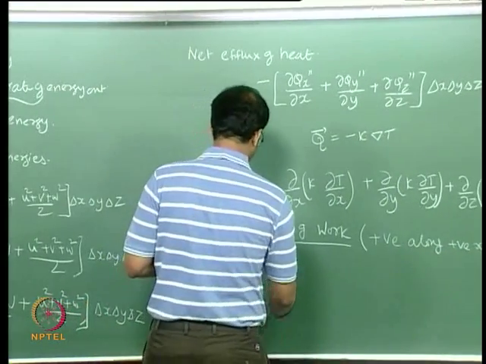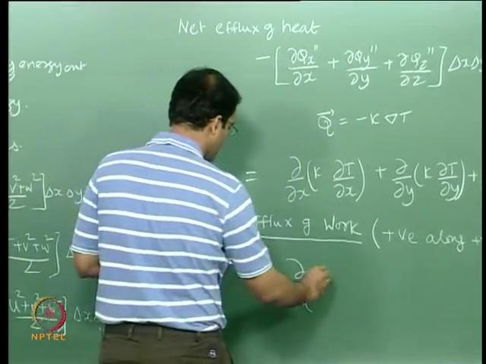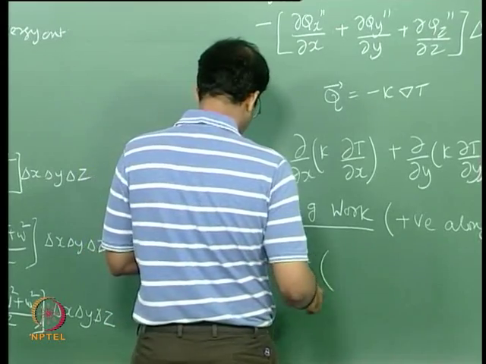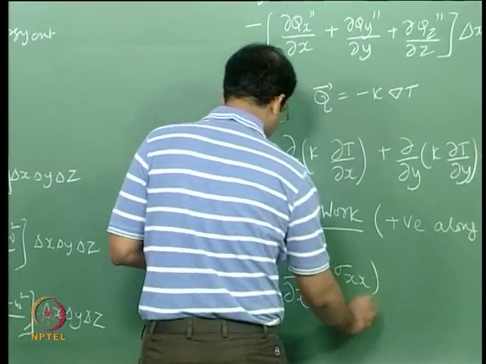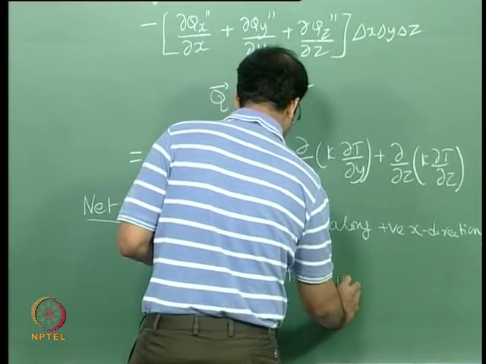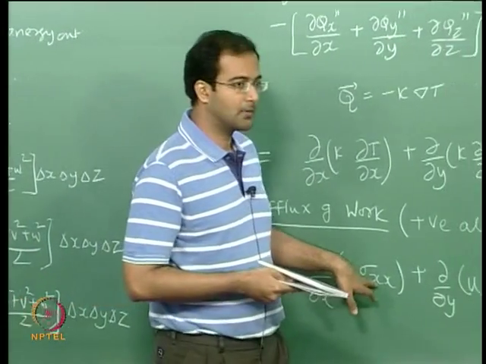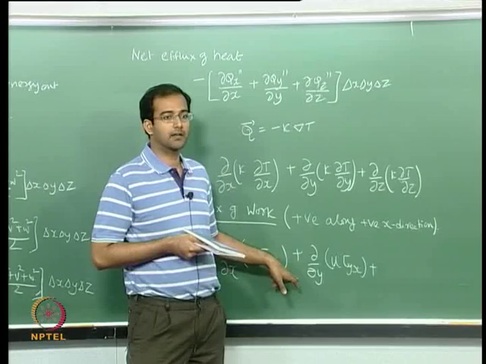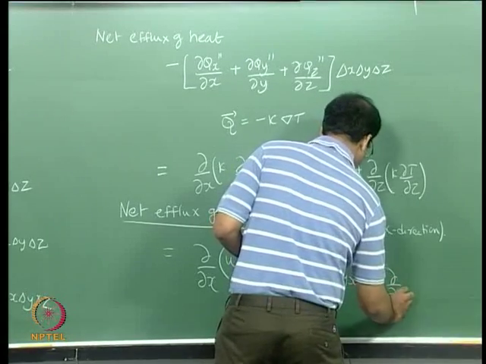So this should be looking like this, d by dx from the x momentum equation. You have d sigma xx by dx, so I am just multiplying by the corresponding velocities in that particular direction. So u sigma xx, right? You can verify that from your momentum equation expression. Okay, u tau yx, so these are the stresses, the normal viscous stresses and the tangential stresses which are acting along the x direction, multiplied by the corresponding velocity in that direction. All right, so this is the net contribution to the efflux of work.